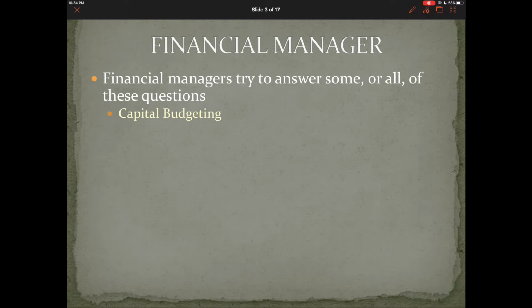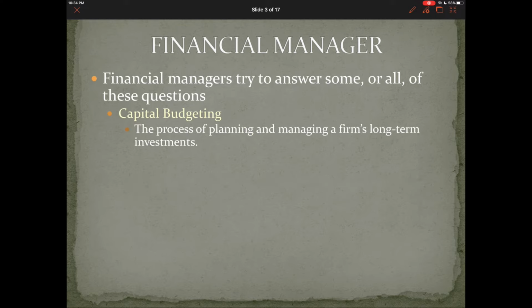The first question deals with capital budgeting. So with capital budgeting, this first question deals with long-term investments. So this is the process of planning and managing a firm's long-term investments. If you think about long-term investments, you can consider these as your fixed assets. So things like which buildings you should build, what type of machinery should you have, what type of equipment should you have. These are your capital budgeting decisions. You can also think of, should a company open up a new store? That is a capital budgeting decision because it is a long-term investment.